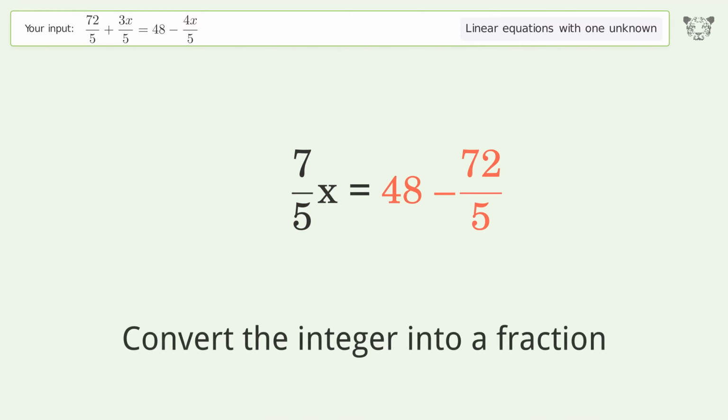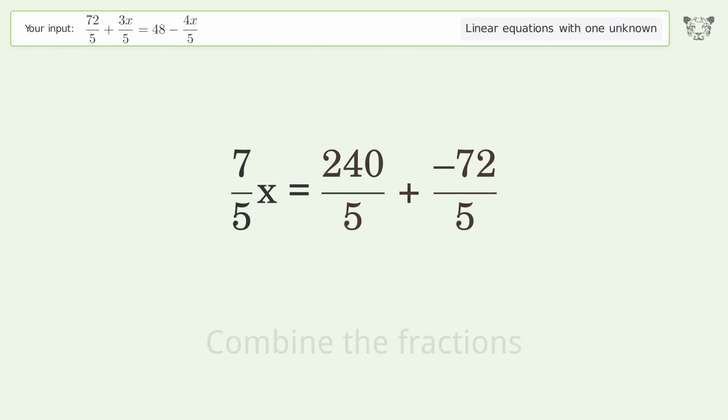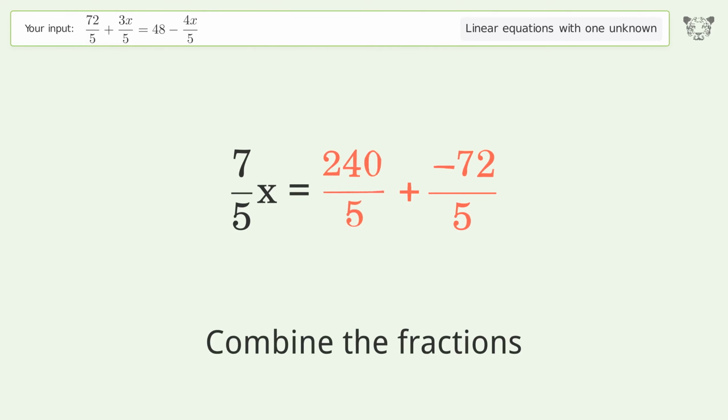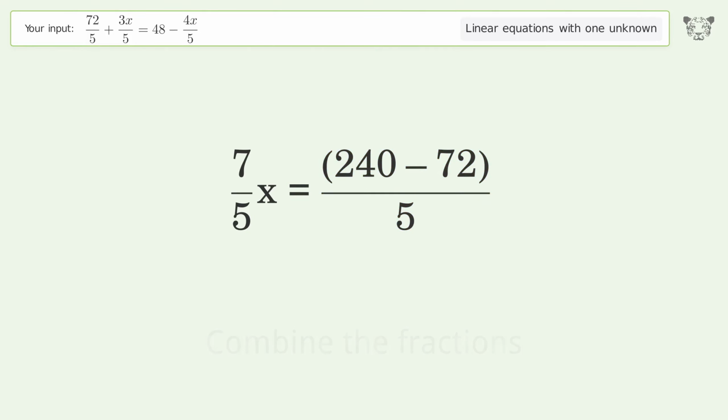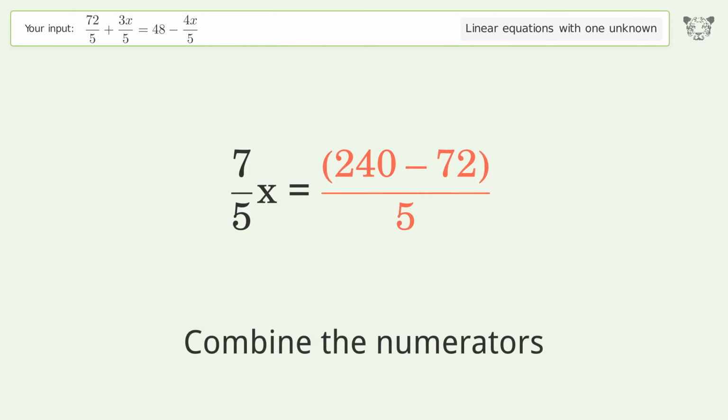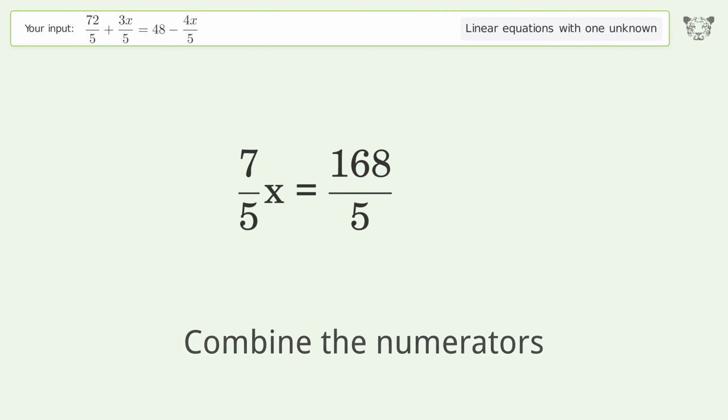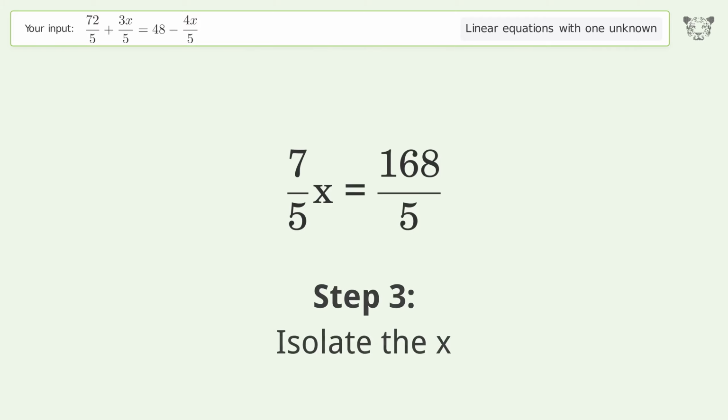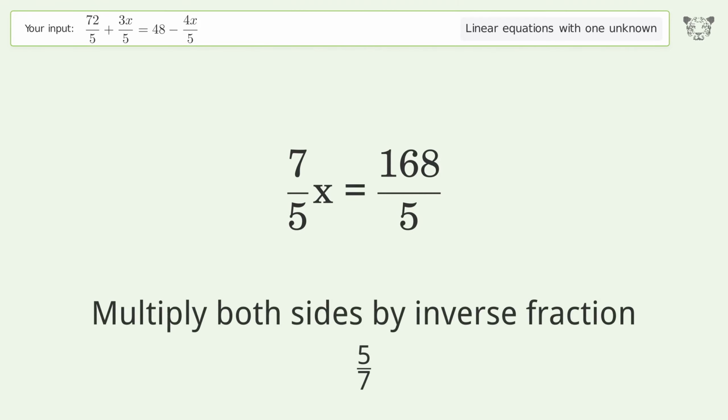Convert the integer into a fraction. Combine the fractions. Combine the numerators. Isolate the x. Multiply both sides by inverse fraction 5 over 7.